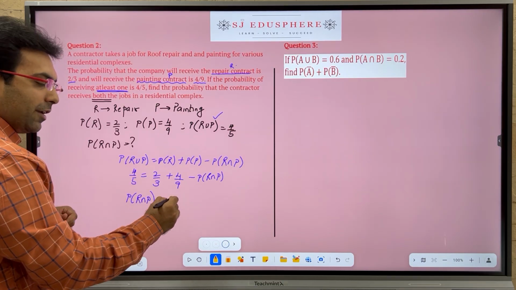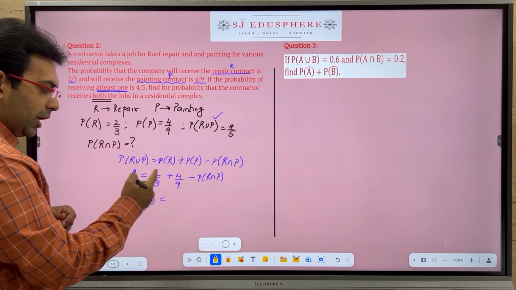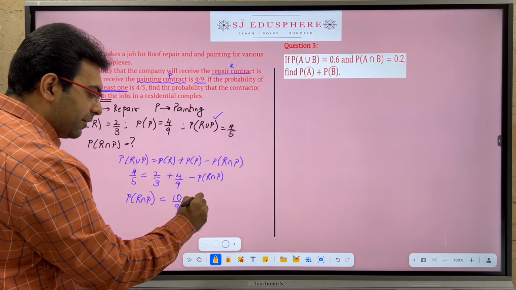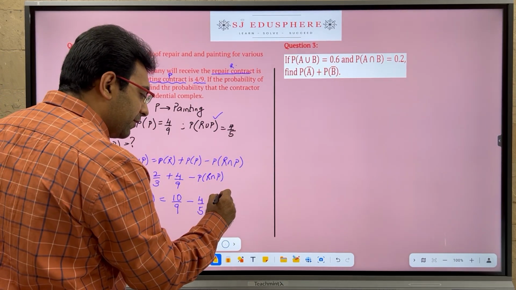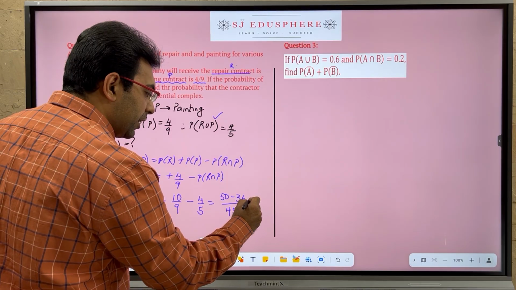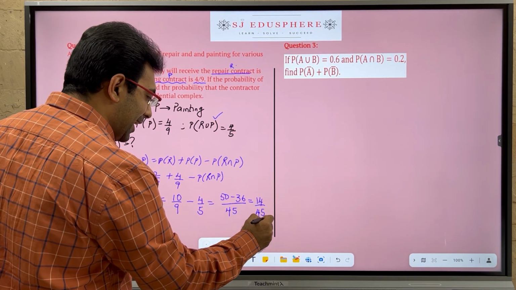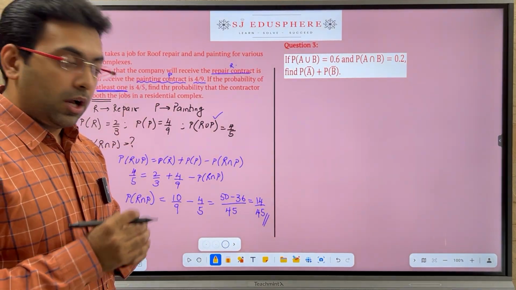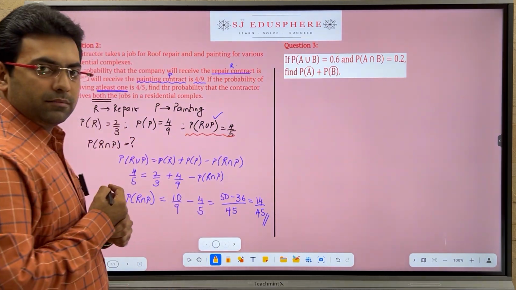2 by 3 and 4 by 9. When I take LCM, multiply 3 down, 3 up, gives me 10 by 9, minus 4 by 5 comes over here. If I take LCM, I will have 50 minus 36 upon 45, and the probability that the contractor will get both the contracts is 14 upon 45.